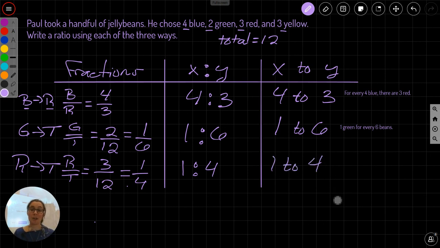So when I ask you to write it 3 ways, this is what I mean. As a fraction, with a colon, and with the word "to." And this one means that there is one red for every 4 jelly beans. And that's it.